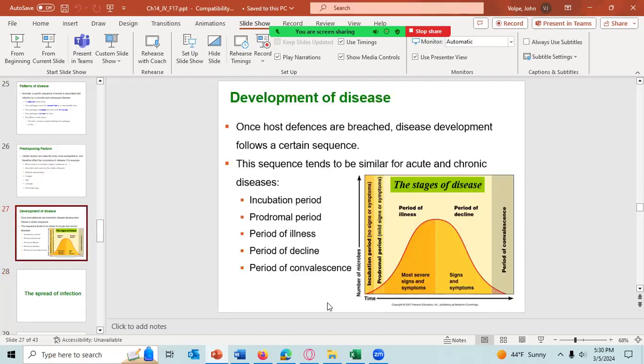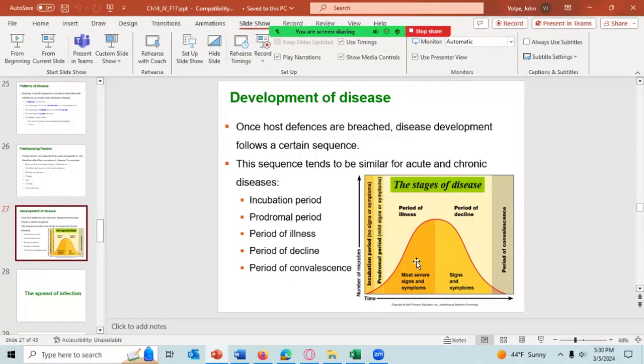Now, you do not always see all of the stages of disease. As I mentioned, I can sometimes be in the incubation period of the cold, be in the prodromal period, and then move from the prodromal period to the period of convalescence. In some diseases, there is no prodromal period. So you're going around fine, no signs or symptoms, and then it feels like somebody's hit you over the head with a sledgehammer. Sometimes when you get the flu, there is no prodromal period. It moves from the incubation period to the period of illness.